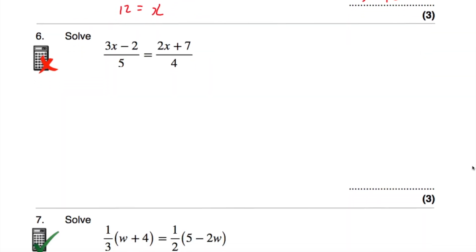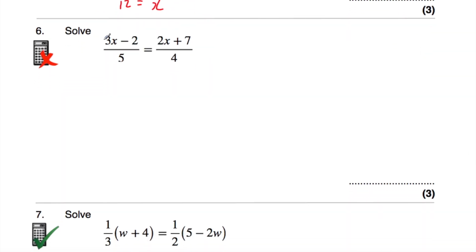Okay, let's look at our next question, question number 6. We've been asked to solve 3x minus 2 all over 5 is equal to 2x plus 7 all over 4. So again, let's multiply this numerator by that denominator and put that equal to that numerator times that denominator. So 4, and then in brackets 3x minus 2. We're just multiplying this numerator by that denominator.